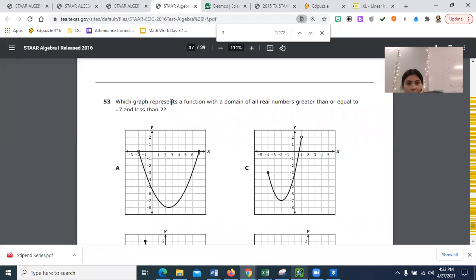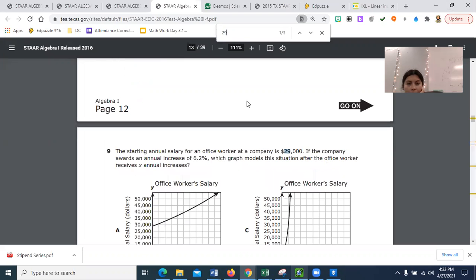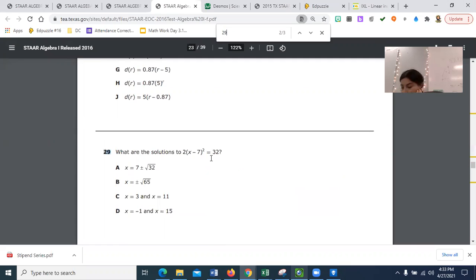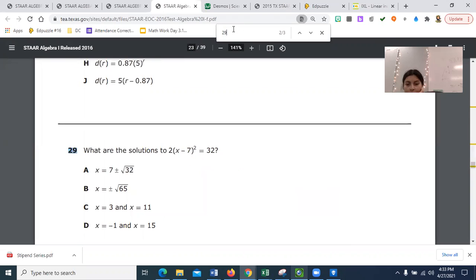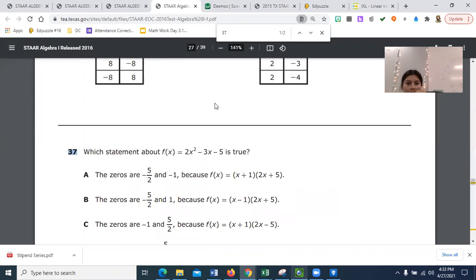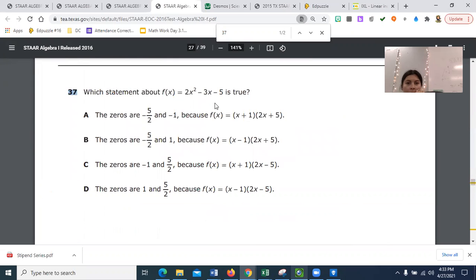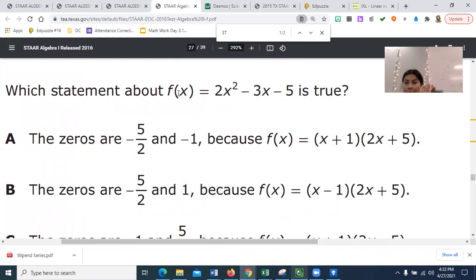It's number 29. Actually, let's start with 37. We'll go back to that one. Okay, so here we have an equation. F of x, which is the same thing as 0, equals 2x squared minus 3x minus 5. So we're going to put that in our Desmos, and we're going to see what the two zeros are.